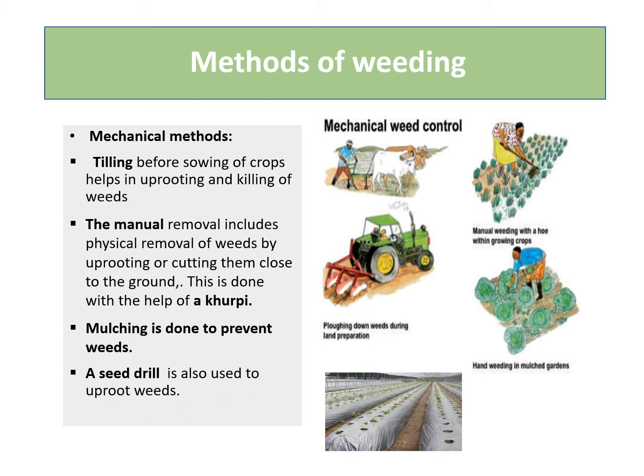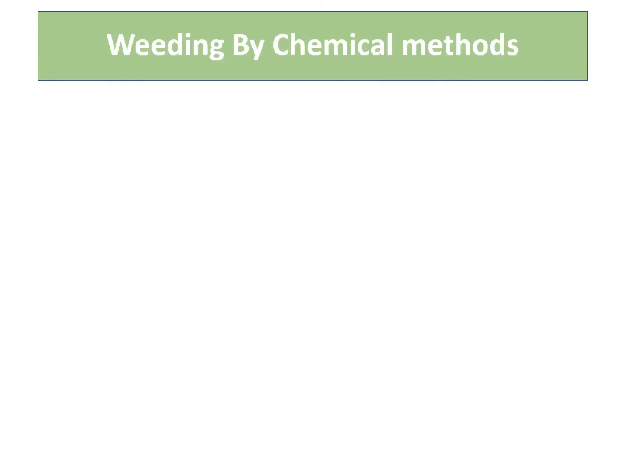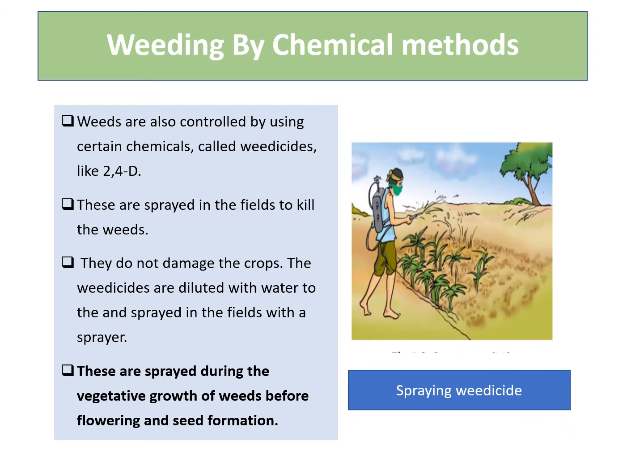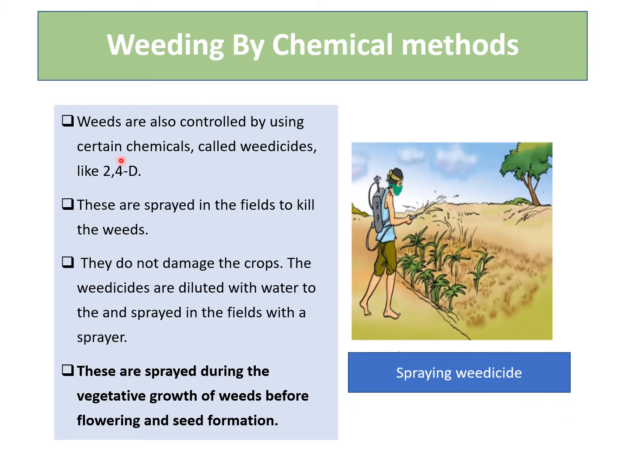Apart from these mechanical methods, there are also chemical methods of weeding. Now what are the chemical methods? In this, various chemicals known as weedicides, like 2,4-D, are generally used for controlling the weeds. They are basically sprayed in the fields to kill the weeds. They do not damage the crops. Remember, they do not damage the crops. They are generally diluted with water and then sprayed.